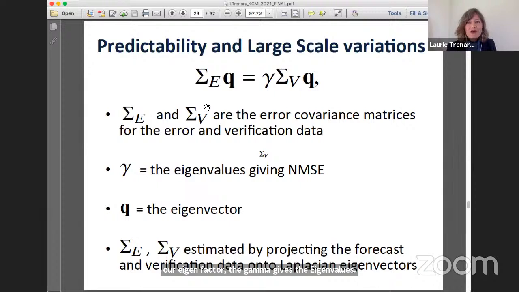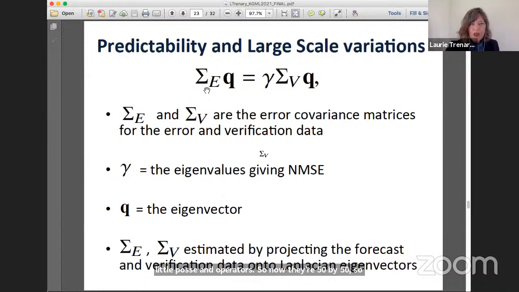And just a quick comment, I know I'm running out of time here, that these covariance matrices are estimated across the station data, but because there's 499, that would make these covariance matrices 499 by 499, which is quite large. So I reduced the dimension by projecting the data onto the Laplacian operators. So now they're 50 by 50.